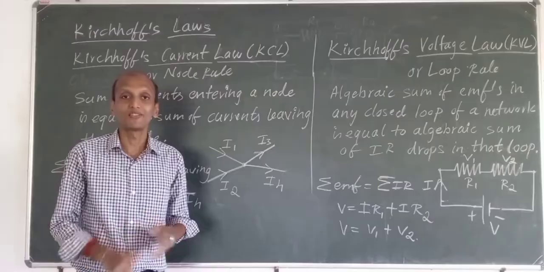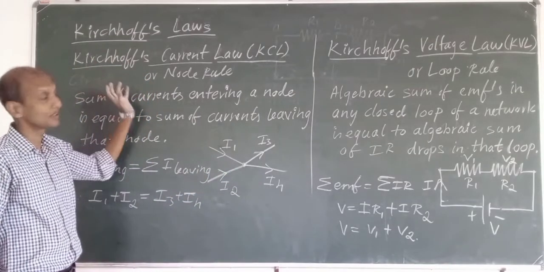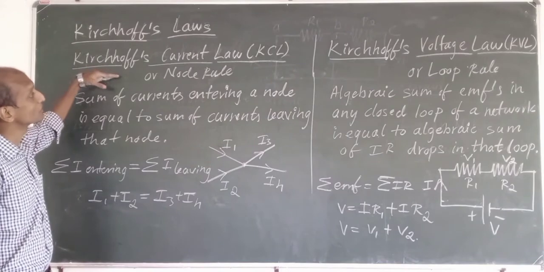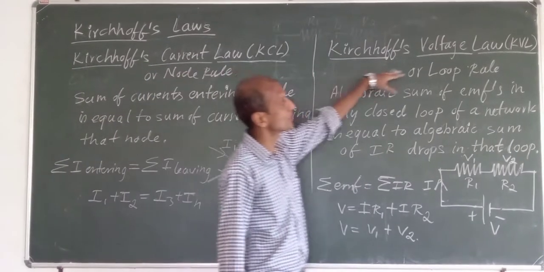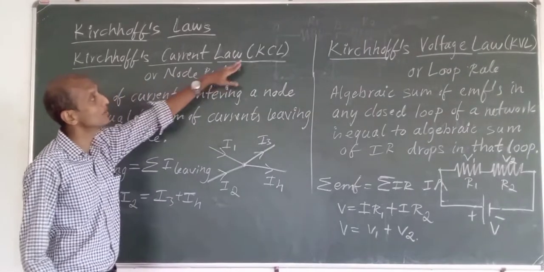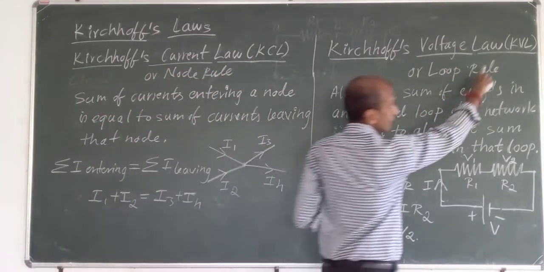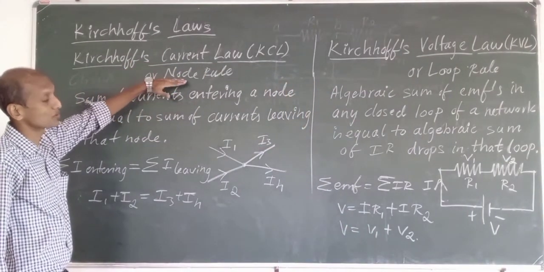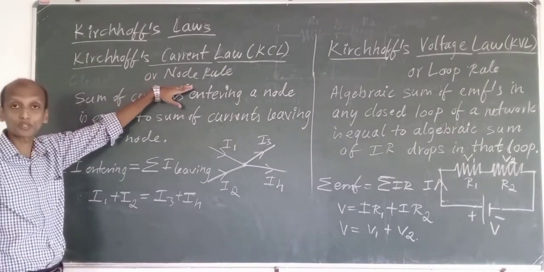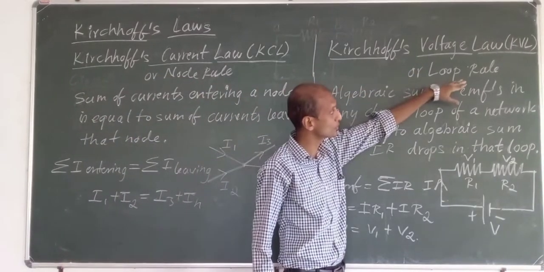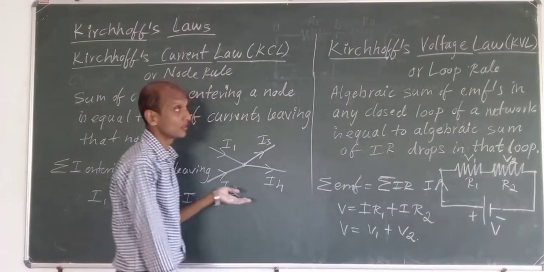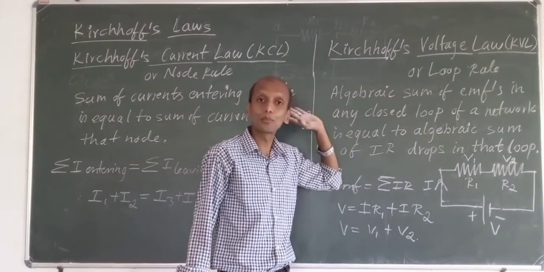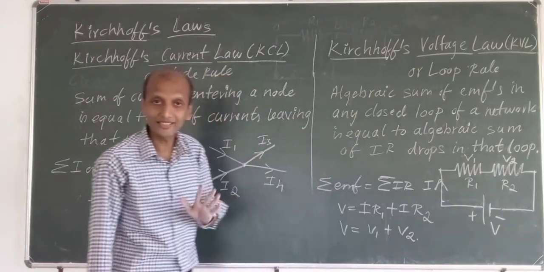Now we'll see Kirchhoff's laws. Kirchhoff has given us two laws. The first is Kirchhoff's current law, and the second is Kirchhoff's voltage law. Kirchhoff's current law, we call it KCL, and Kirchhoff's voltage law, KVL. Kirchhoff's current law is also called the node rule, and Kirchhoff's voltage law is also called the loop rule. Node rule means Kirchhoff's current law, and loop rule means Kirchhoff's voltage law.